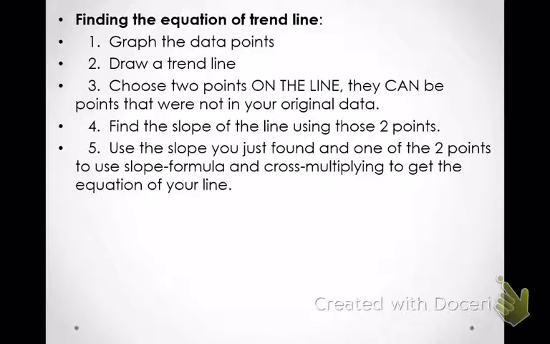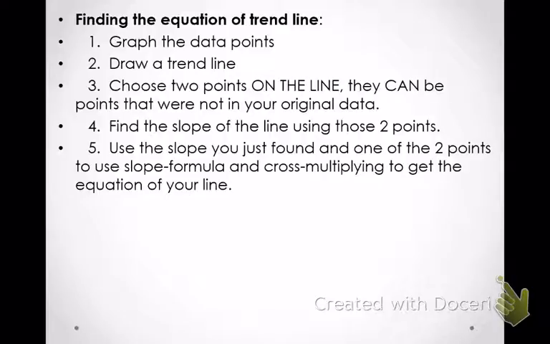Now, we're going to choose 2 points. Why? Because if we want to write the equation of a line, we have to have the slope and a point on that line. We find the slope by using 2 points. Subtract the y's over subtract the x's. So we got to find 2 points.